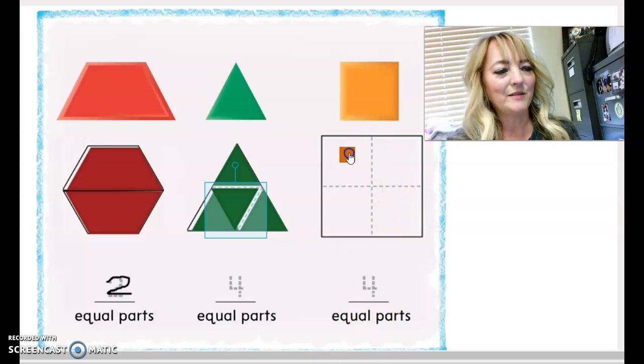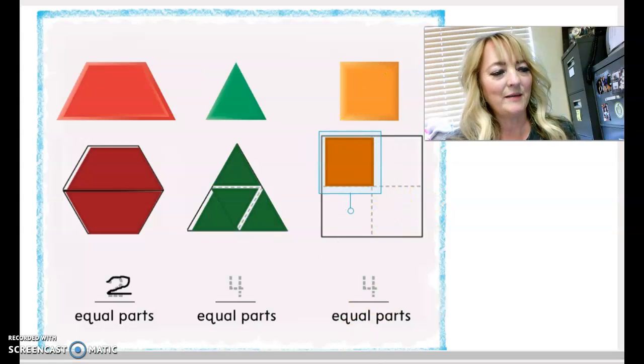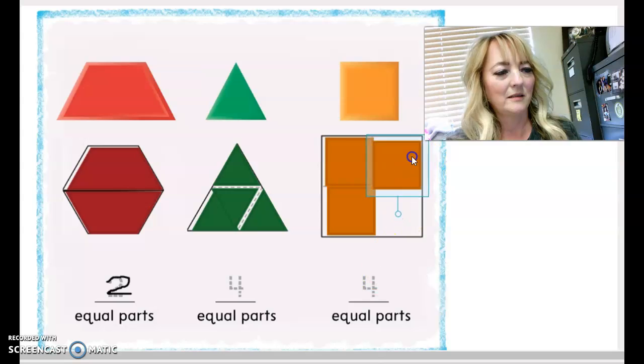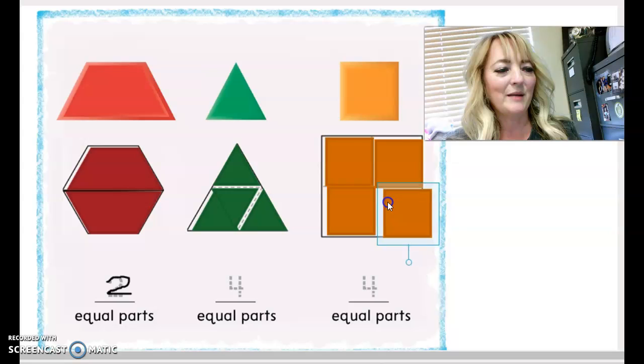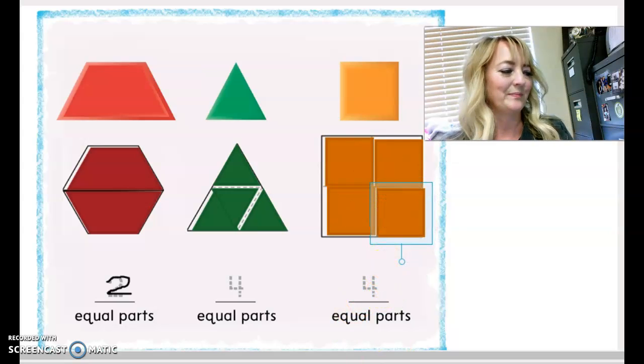And then we'll use squares on this one to make 1 giant square out of 4 smaller squares. So that's kind of just like that boy's peanut butter and jelly sandwich that he divided into 4ths, 4 equal parts.